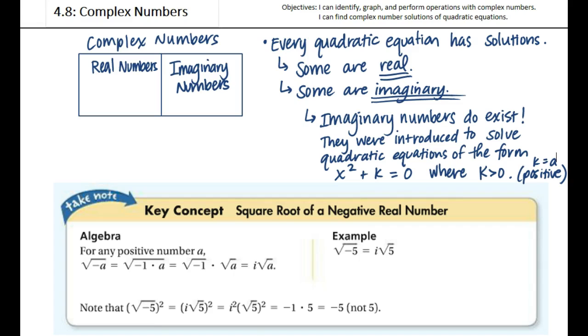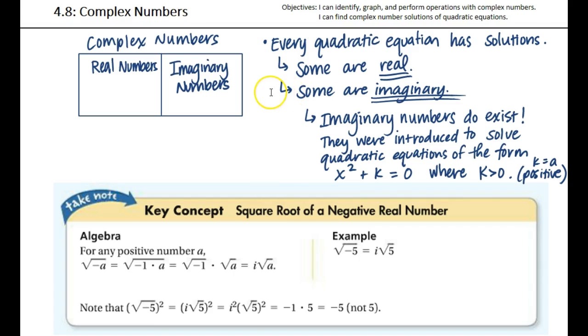So let's begin by talking about what the complex number set is. The set of complex numbers includes imaginary and real numbers, as you can see in this diagram right here. We are used to working with real numbers, and today we're going to learn what imaginary numbers are. Every quadratic equation has solutions. Some of those solutions are real, which is what we've been doing up to this point, and some of them are imaginary, and this is what we will be learning today.